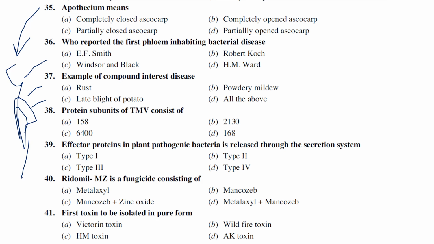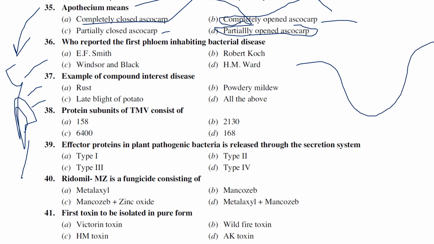Very important one, right? They have asked this. What they have asked is: apothecium means completely closed, cleistothecium, completely opened, apothecium, partially closed ascocarp or partially opened ascocarp also we can say. This partially closed or partially opened ascocarp both belong to perithecium, and what they have asked is apothecium, so it belongs to completely opened ascocarp. Like this it will be completely opened where the asci are produced naked outside.